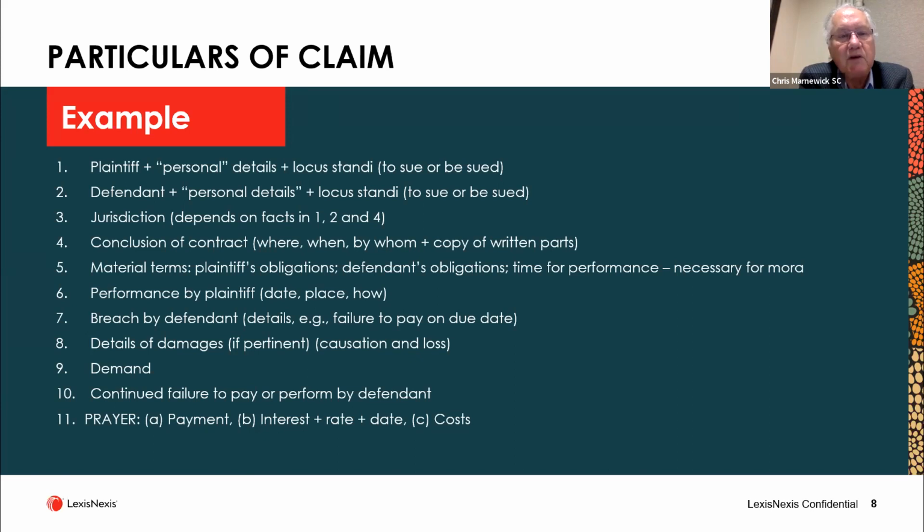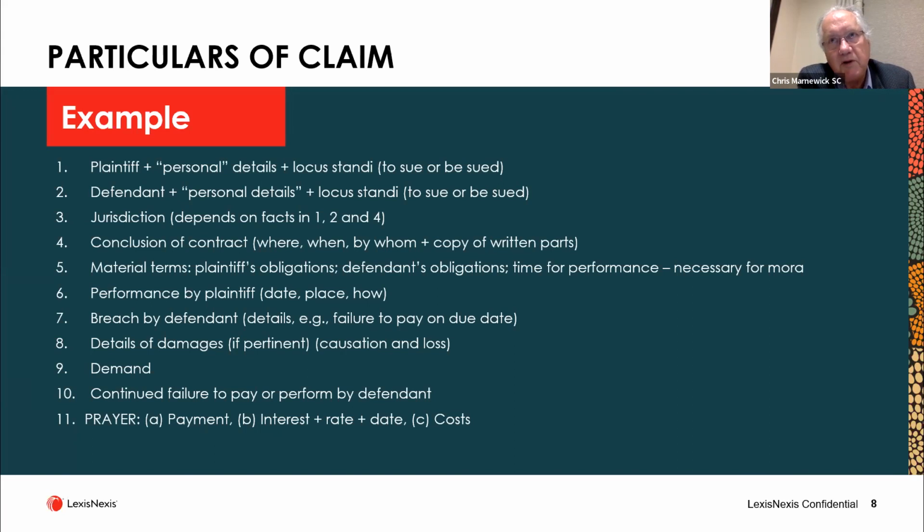You have to give sufficient details to allow the other party to plead. When, where, by whom, and a copy of written parts will have to be attached. The material terms, there are usually two sections there. The one would be the plaintiff's obligations, the other would be the defendant's obligations, plus the time for performance by each of them.